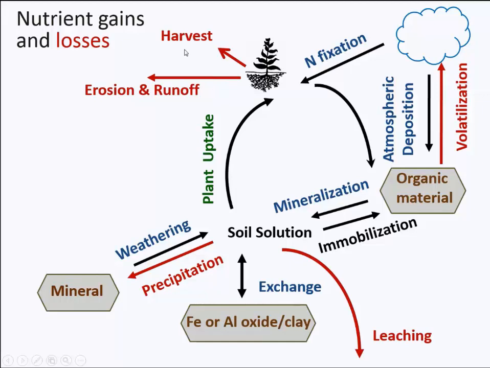The losses would include harvest, erosion and runoff, volatilization, precipitation, a fancy word for the formation of a mineral, and then leaching. So in the agricultural world, our goal is to increase the additions and decrease the losses with the exception of harvest, where we generally want a high amount of harvested crop. So how do fertilizers fit in? Well, it would depend on the source where those fertilizers are going to appear, either at the surface or possibly some sort of long-term or slow-release product down here placed in the soil.